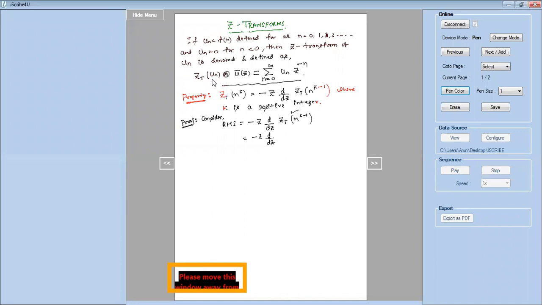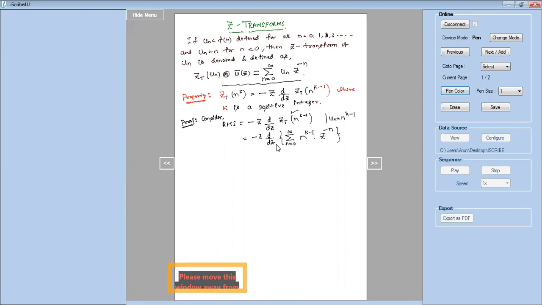So now Z transform of un is summation n is equal to 0 to infinity un z power minus n. And what is un here? In place of un we have n power k minus 1. Just compare here. So here I can write un is equal to n power k minus 1. Apply the definition. So it is summation n is equal to 0 to infinity n power k minus 1 into z power minus n. So I have just substituted un is equal to n power k minus 1 in the formula of Z transformation.